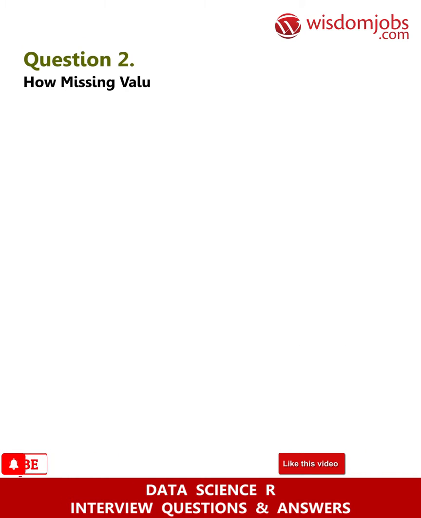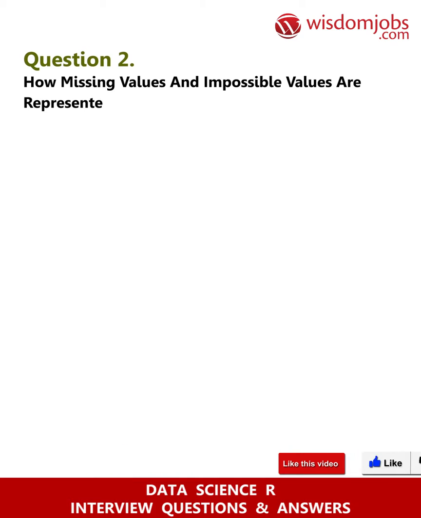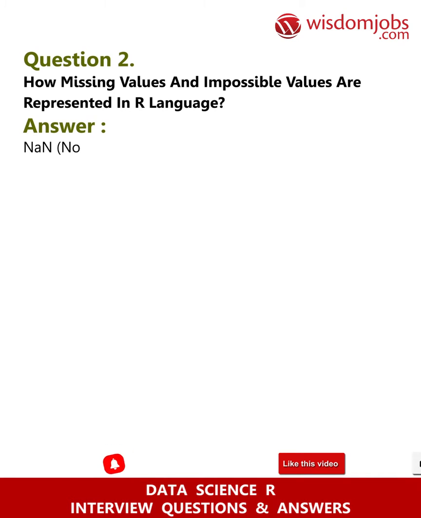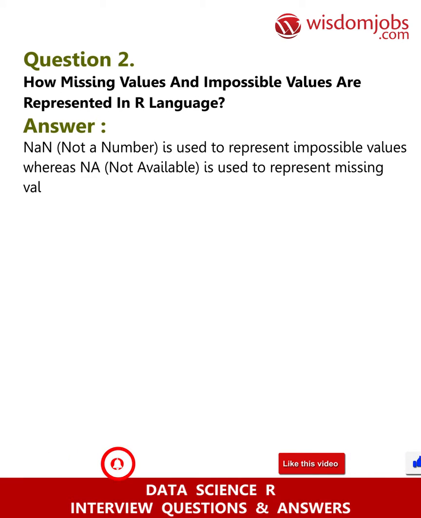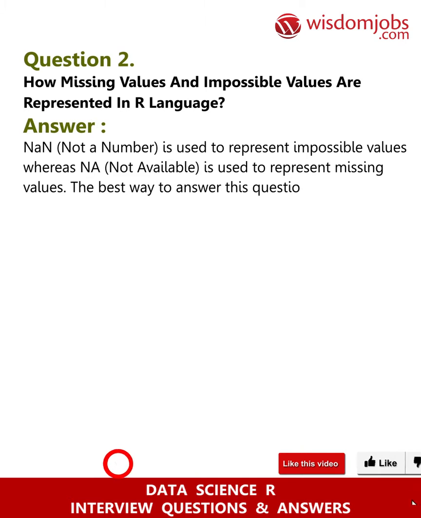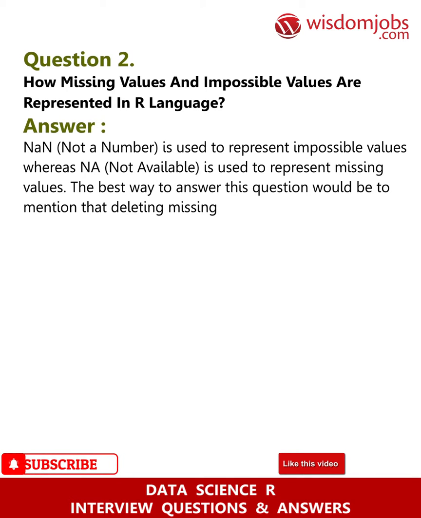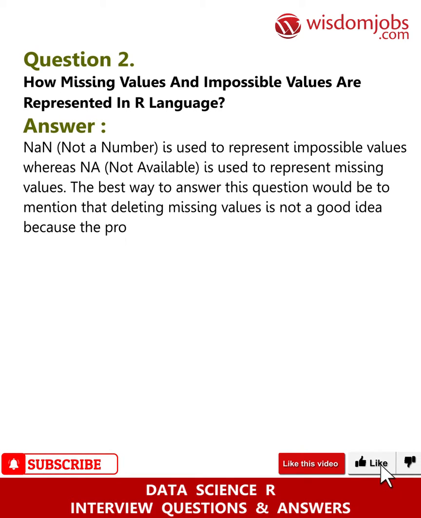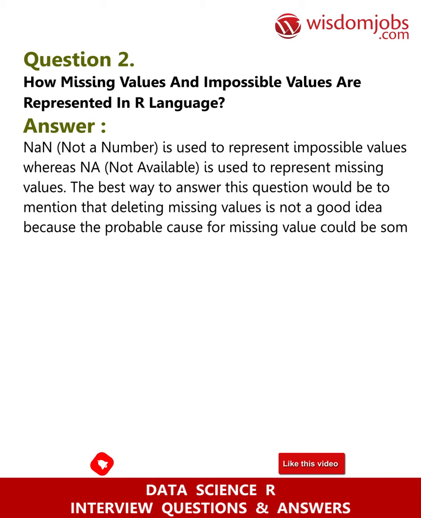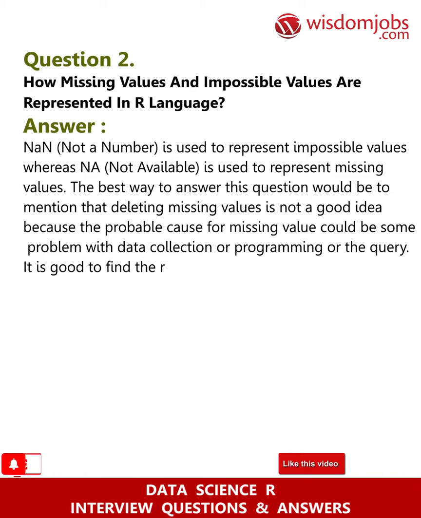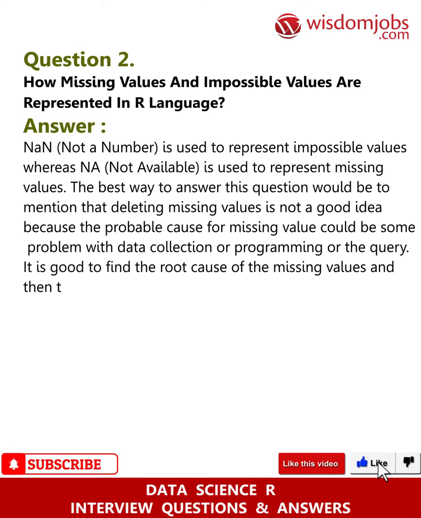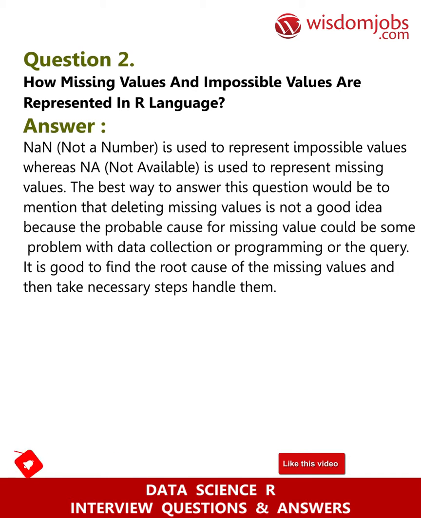Question 2. How are missing values and impossible values represented in R language? Answer. NaN, not a number, is used to represent impossible values, whereas NA, not available, is used to represent missing values. The best way to answer this question would be to mention that deleting missing values is not a good idea because the probable cause for a missing value could be some problem with data collection, programming, or the query. It is good to find the root cause of the missing values and then take necessary steps to handle them.